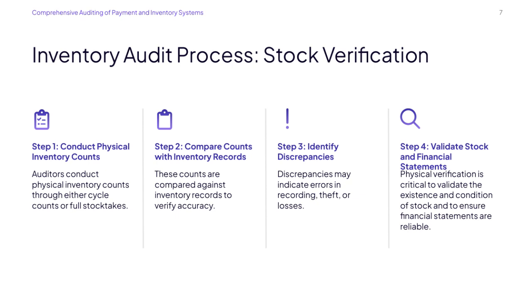Next, these physical counts are compared against the inventory records to check for accuracy. If discrepancies come up, they could point to errors in recording, potential theft, or even losses. Finally, this physical verification is essential for validating both the existence and condition of the stock, ensuring that the financial statements accurately reflect the company's inventory status. This process helps maintain trust in the reported numbers and supports sound financial decision-making.